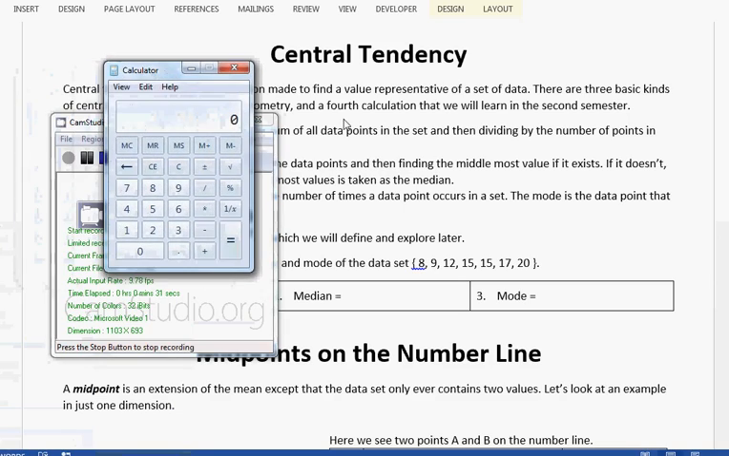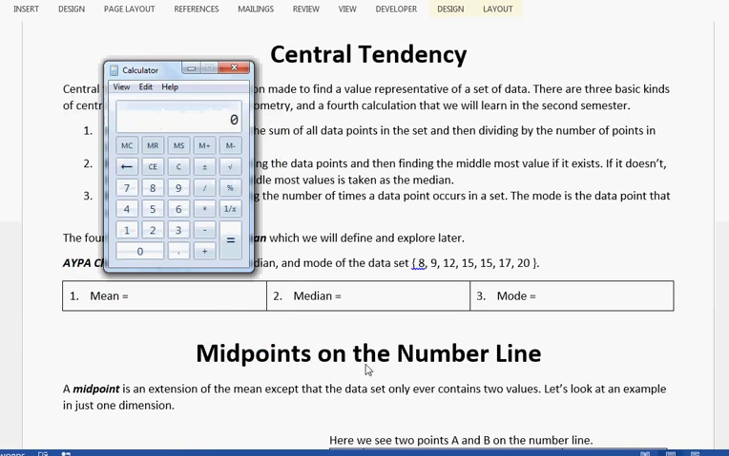Alright, here we go. So we've got 8, 9, 12, 15, another 15, 17, and 20. So it looks like 96. And I see 1, 2, 3, 4, 5, 6, 7 of these values, so I'm going to divide that by 7, which means our mean is 13.714.